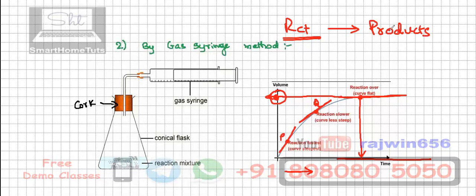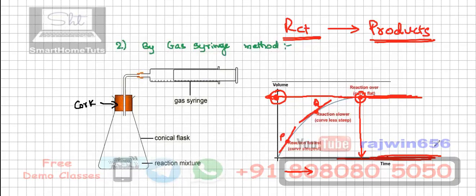And products obviously are formed. So at a certain instant when all the reactants are finished, at that instant the reaction will stop, and therefore this gradient, this line, will become parallel to the x-axis, and the reaction is going to stop at that particular instant. So these are all the things that are there in a gas syringe method.